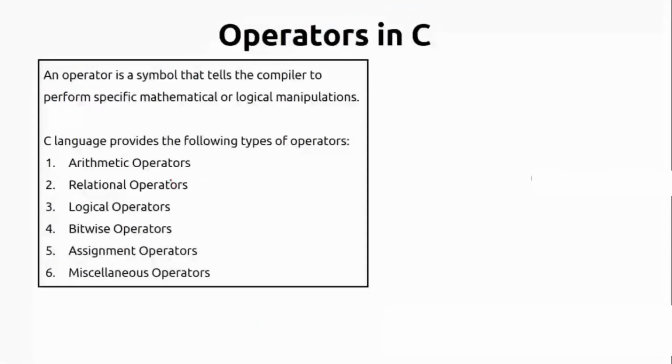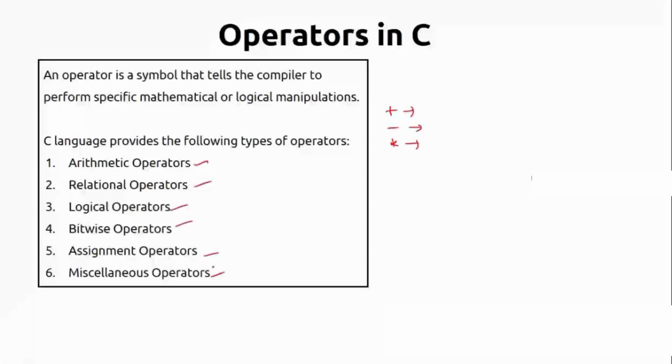An operator is a symbol that tells the compiler to perform specific mathematical and logical manipulations. We'll see how these operators can be used, and what exactly an operator is. We know some simple ones: plus is an operator, minus is an operator, multiplication is an operator. Not only these, we have many more operators. They are divided into arithmetic, relational, logical, bitwise, assignment, as well as miscellaneous operators.